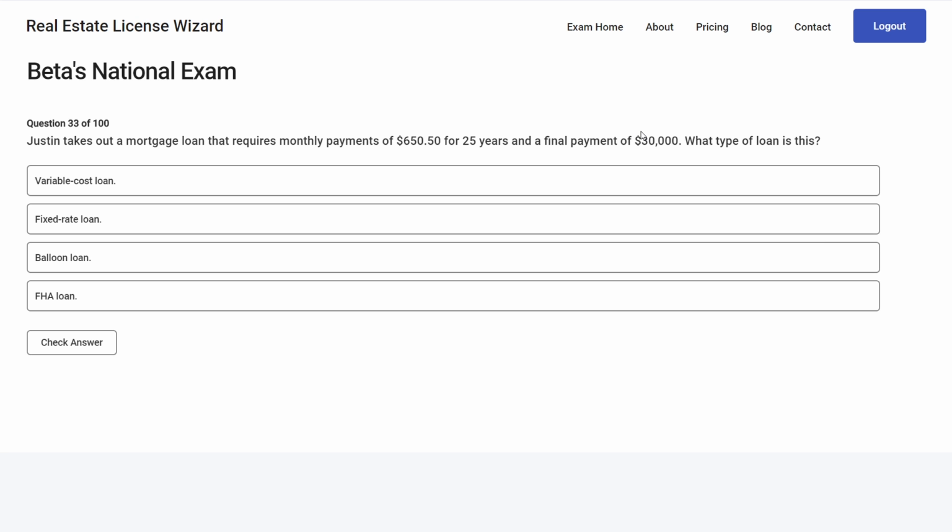All right, Justin takes out a mortgage loan that requires monthly payments of $650.50 for 25 years and a final payment of $30,000. What type of loan is this? Is it a variable cost loan? Is it a fixed rate loan? Is it a balloon loan or an FHA loan? All right, think that one over. Come up with an educated answer for that one.